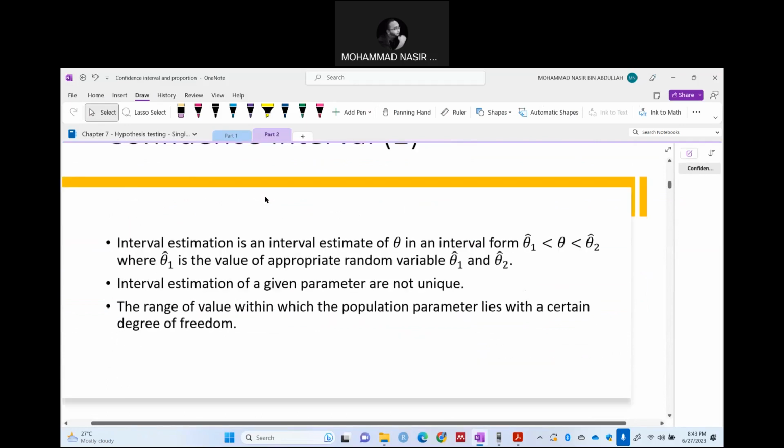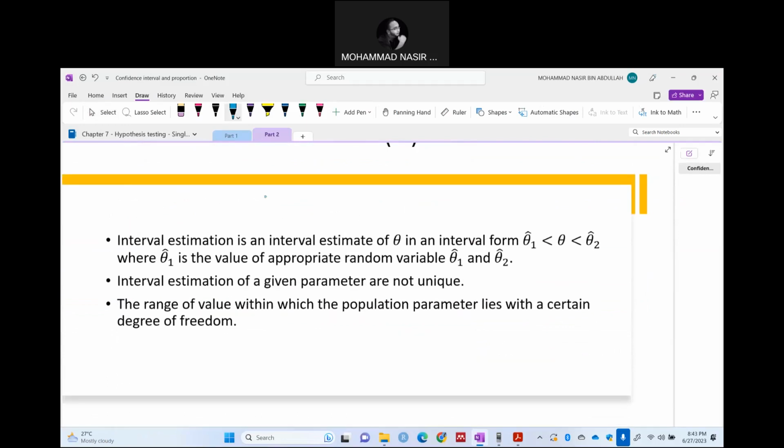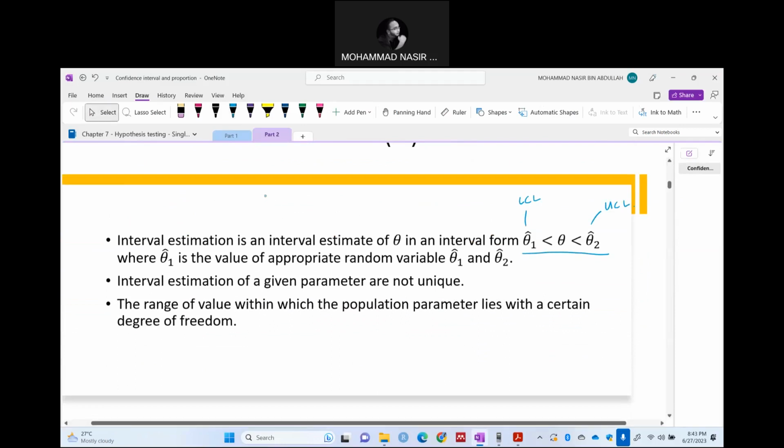So this is the form of a confidence interval. We have a lower limit, lower bound, and an upper confidence limit. This is the estimate of the mean, where theta 1 hat and theta 2 hat are the values of the appropriate random variables theta 1 and theta 2. The confidence interval or interval estimate of a given parameter is not a unique value, as previously we have seen in point estimate.